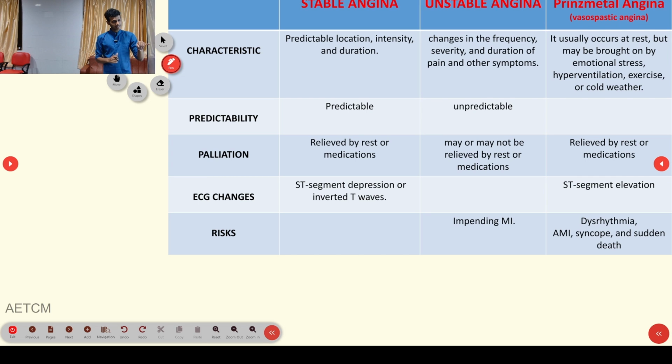So ECG changes wise, wherever ischemia is happening, that will cause depression of the ST segment and inverted T waves. If it is an infarction, that will cause ST elevation. So here, because of the ischemia, ST segment depression or inverted T waves will be there, but in vasospastic angina there will be ST segment elevation. So risk wise, unstable angina leads to impending myocardial infarction, and Prinzmetal angina causes dysrhythmias or arrhythmias, acute myocardial infarction, syncope and sudden death.